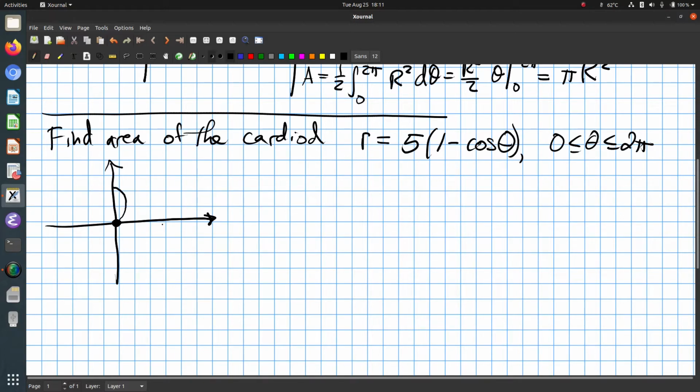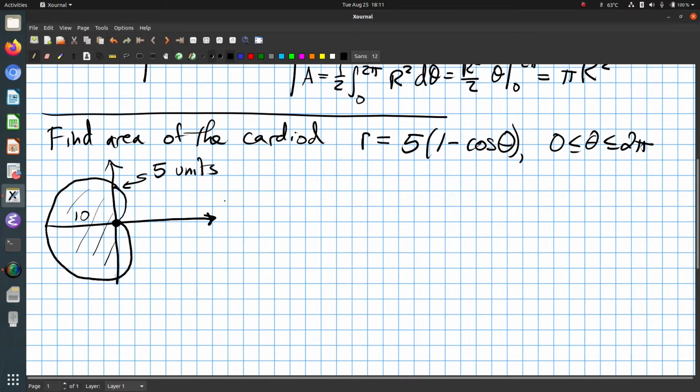At theta equals pi over 2, that's the vertical line, my cosine is 0, and so this right here is 5 units. And it keeps getting a little bit bigger from there. And finally, when I get to theta equals pi, I get 10 units out. And then it looks symmetric. So that's the cardioid. So we want to find the area of that cardioid.